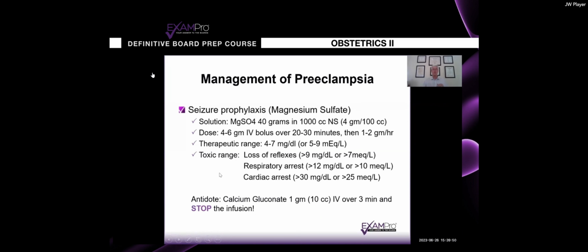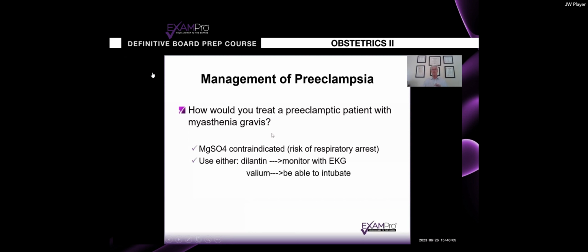Then just know basically the seizure prophylaxis protocol you use at your institution for management of preeclampsia. Do remember that if we get toxicity, calcium gluconate 1 amp and stop your magnesium infusion is the immediate antidote for that. Dr. Shamroth keeps us in that this turns up from time to time on the exam.